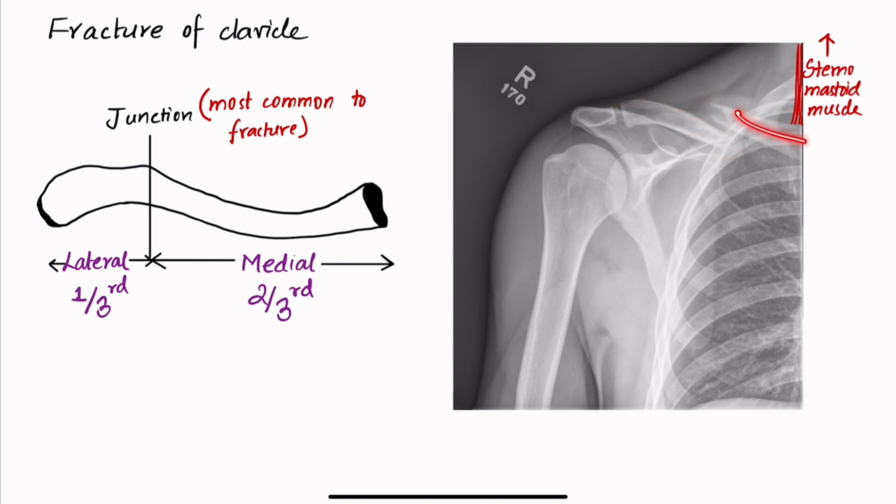The medial fractured part is lifted with the help of sternomastoid muscle. However, the lateral fractured part has displaced downward from its original position due to the weight of the arm.